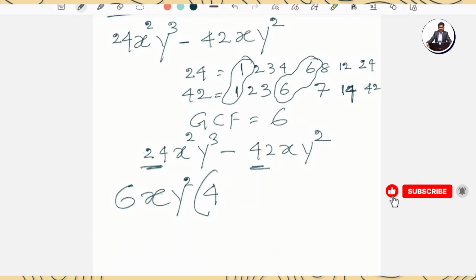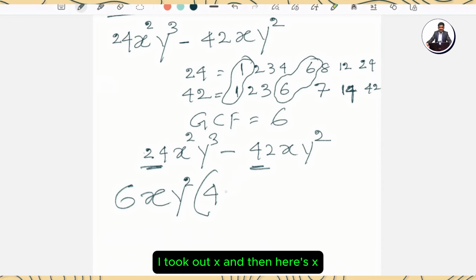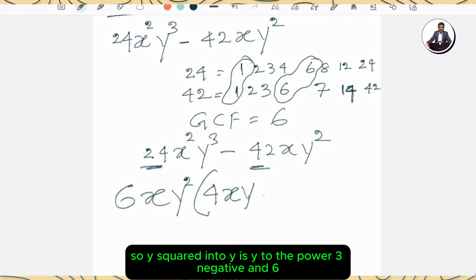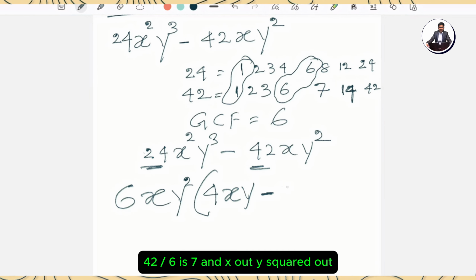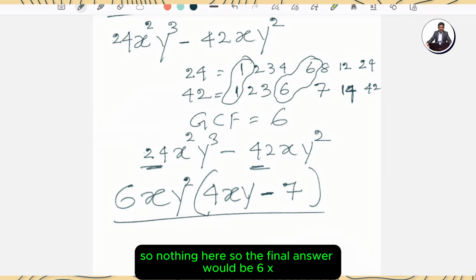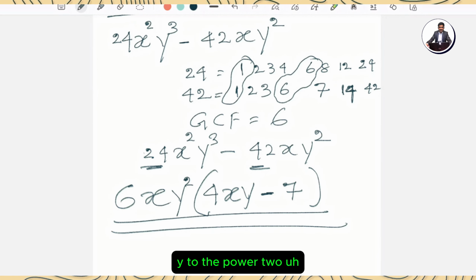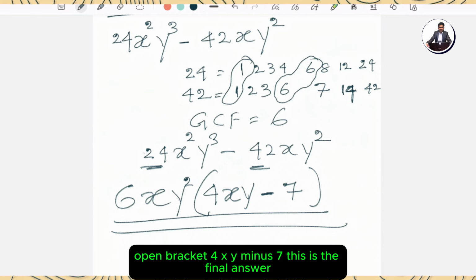When you take out 6 here, 6 times 4 is 24, and I took out x, so x squared becomes x, and y squared out of y to the power 3 leaves y. Negative, and 42 divided by 6 is 7, and x out, y squared out, so nothing here. So the final answer would be 6xy to the power 2, open bracket 4xy minus 7. This is the final answer, right?